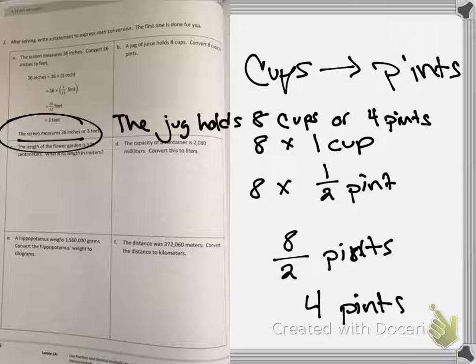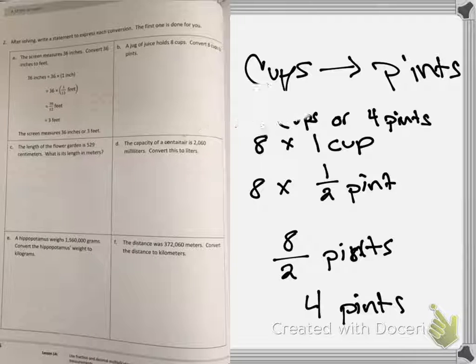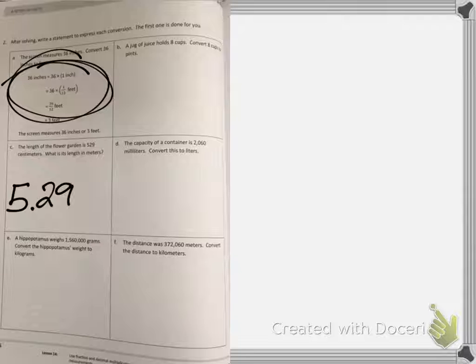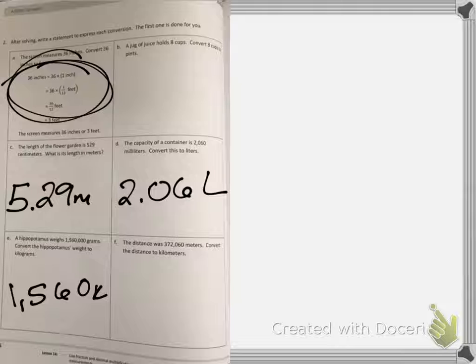All right. So we're going to do that again for the rest of them. Again, I'm going to give you the answer to those. I feel like these are pretty self-explanatory as long as you're practicing how to convert right here, and we're following the same model over and over again. All right, so let me put those answers down real quick. So C is 5 and 29th meter. We have 2 and 6 hundredths of a liter. 1,560 kilograms. And 372 and 600ths kilometer.